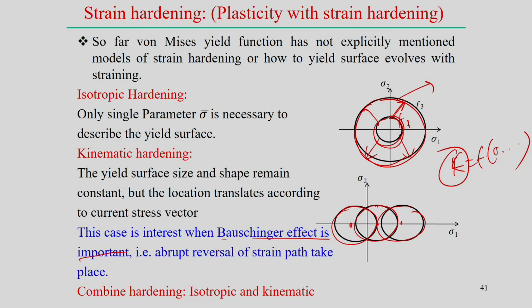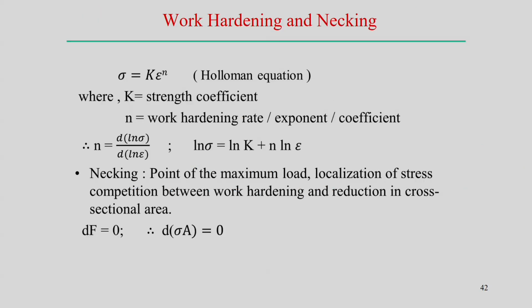take place. This is the kinematic hardening model and this is the isotropic hardening model, but in practice most material behavior may follow a combination of the isotropic and kinematic hardening models, and it becomes more complicated when we combine all this material behavior. Now, we look into the work hardening effect and the necking effect during the process.